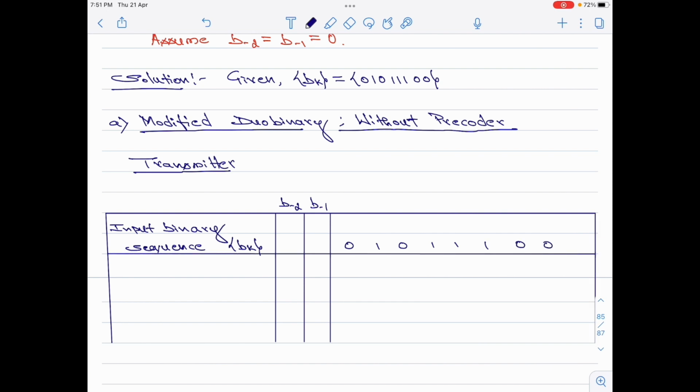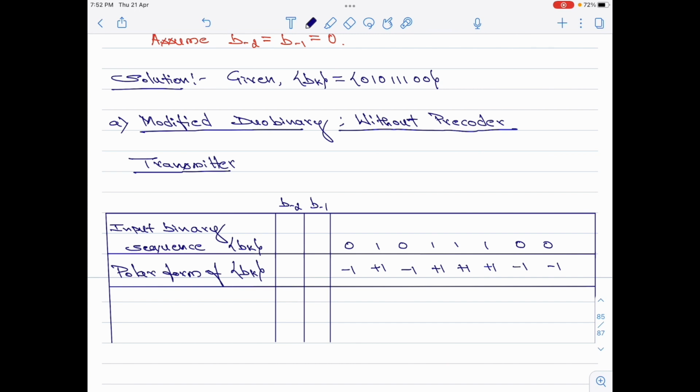The next step is to write the polar form of this binary sequence BK. Here, wherever there is a 0, you put a minus 1, and wherever there is a 1, you put plus 1. This is the polar representation of the input binary sequence. The next step is to write the encoded sequence CK.